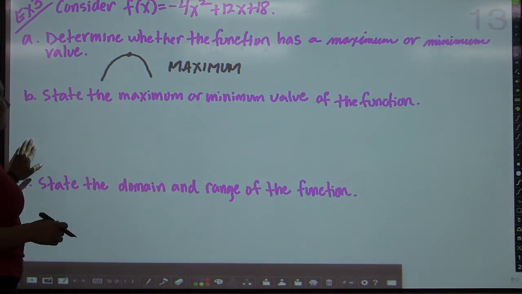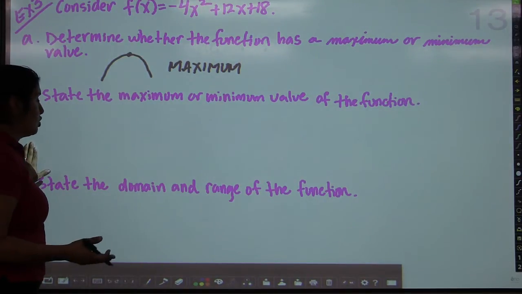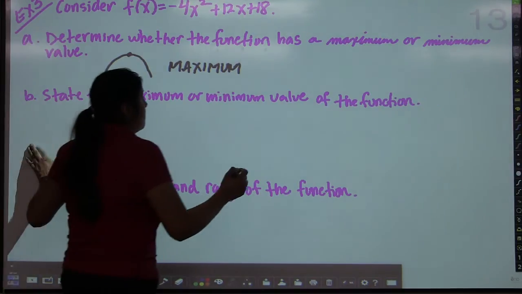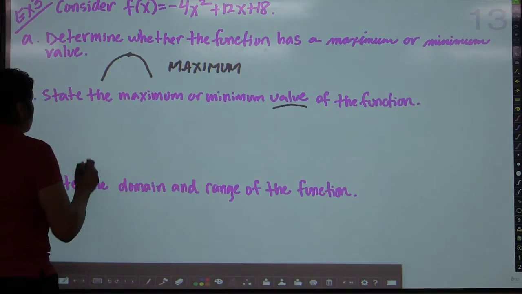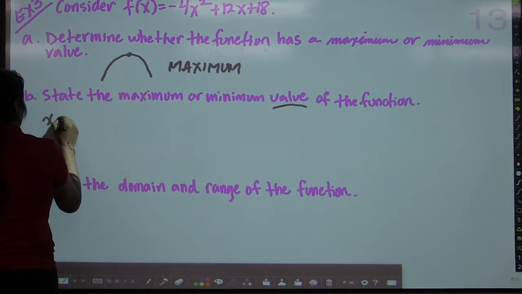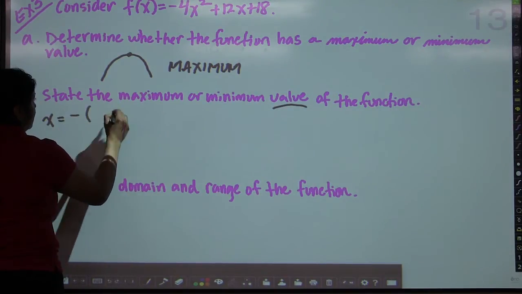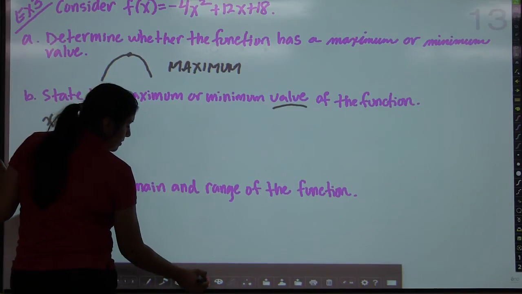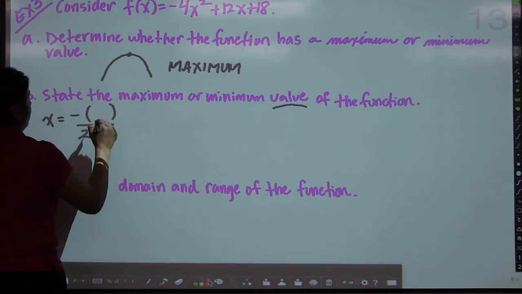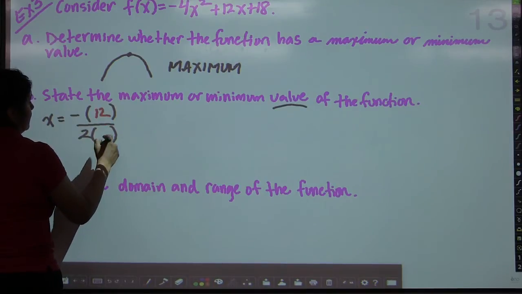In part B, it says state the maximum or minimum value of the function. So now they actually want us to find the maximum or minimum value of the function. To do that, we have to find the vertex. So we're going to go x equals negative b, and in this case, b is 12, and a is negative 4.